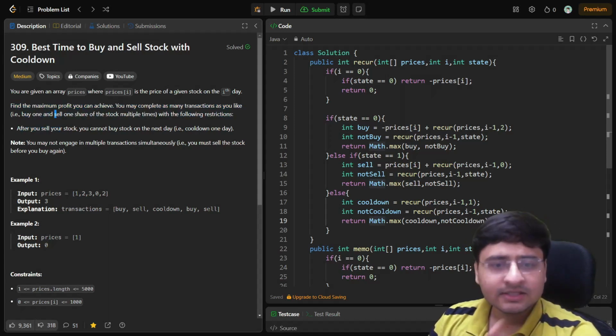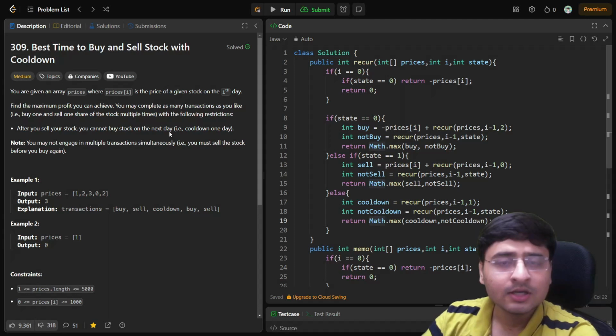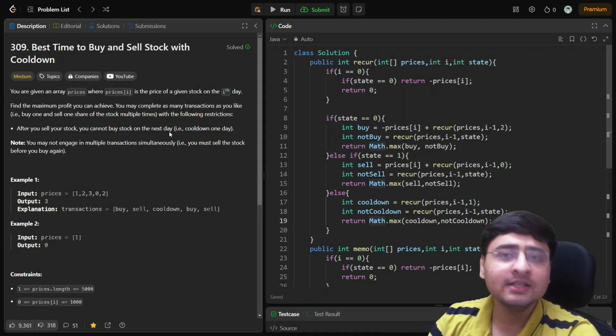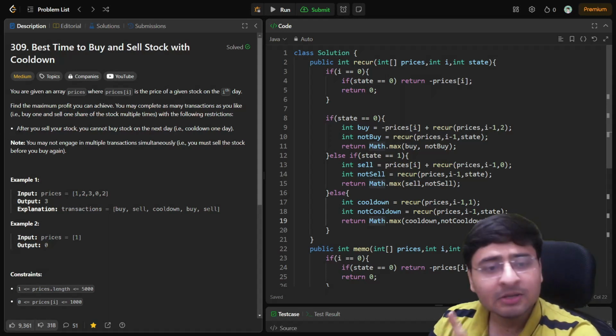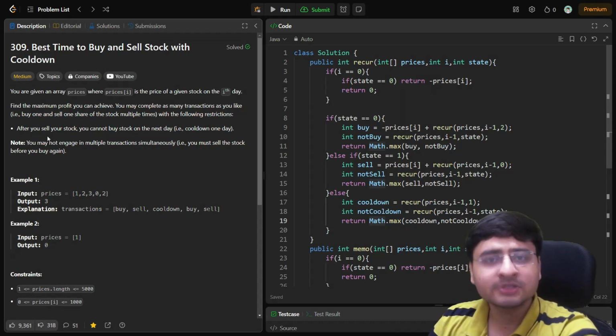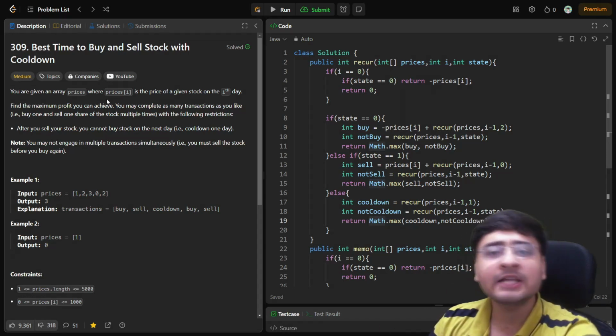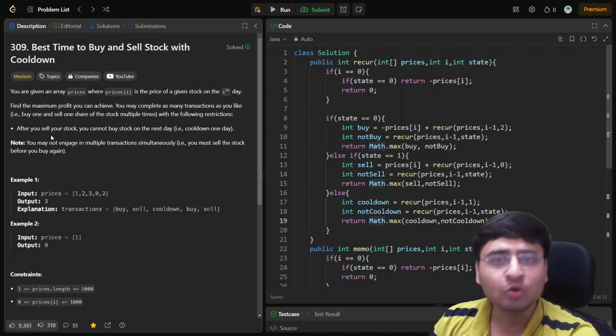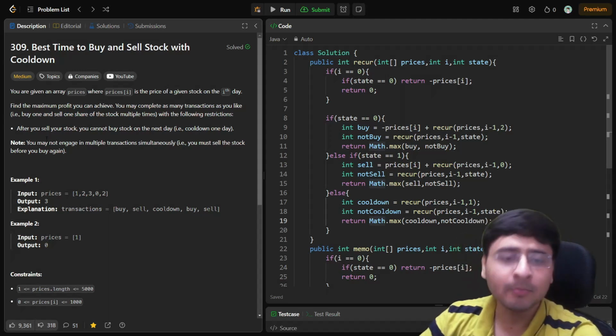So buy one and sell stock multiple times with the following restriction. There is a restriction, right? You can do multiple transactions, buy, sell, but after you sell the stock, you cannot buy the stock the next day. For example, today I bought the stock. Let's say tomorrow I sold my stock. The day after tomorrow, I'll not be allowed to do any buying itself. So there will be one cooldown day after you sell the stock. So let's say on the second day I'm selling the stock. This means that on the third day I cannot buy another stock, even though the price might be cheaper on the third day, because on the second day I sold the stock. So once you sell the stock, the next day you're not allowed to buy, correct?